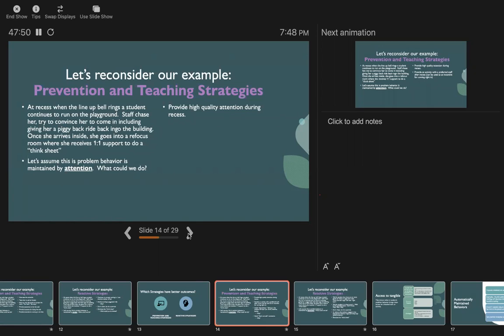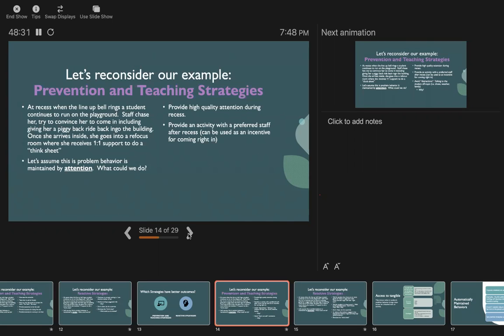So going back to assuming the problem behavior is maintained by attention, and for this student, it was. So we really wanted to make sure we're providing high quality attention throughout other times, especially right before the problem behavior was about to occur. So if we're really engaging with the student at recess, and these students, because they were in a behavior program, there were only a handful of them out there at a time, and they weren't great at playing with each other. So they did like to interact with the staff. So this was an appropriate intervention for these students.